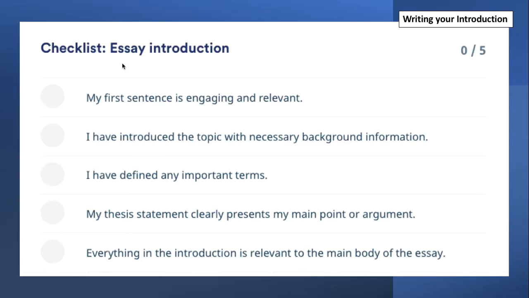So when you're writing your essay introduction, use this handy checklist. Check whether your first sentence is engaging and relevant, your hook. Have you introduced the topic with necessary background information? Have you defined any important terms that the reader needs to know going in? Check that your thesis statement clearly presents the main point of the essay, and that everything in the introduction is relevant to the main body of the essay. Use this checklist. It's very handy indeed.